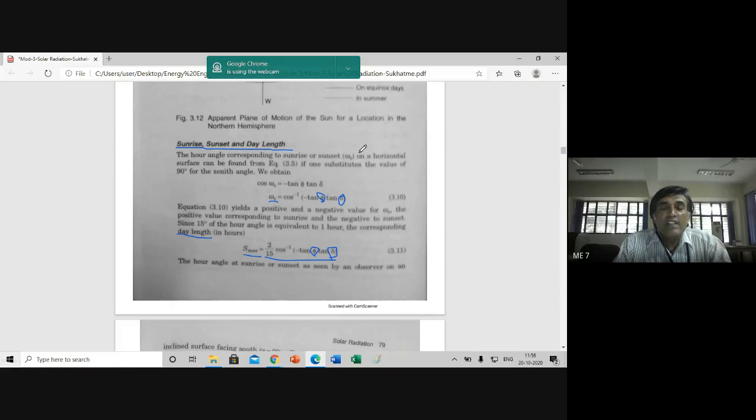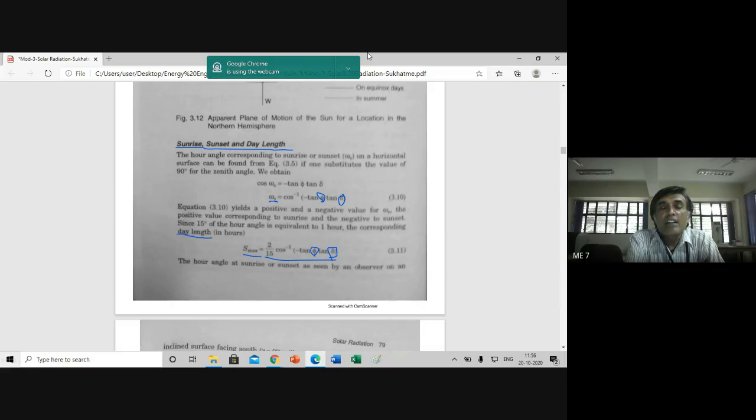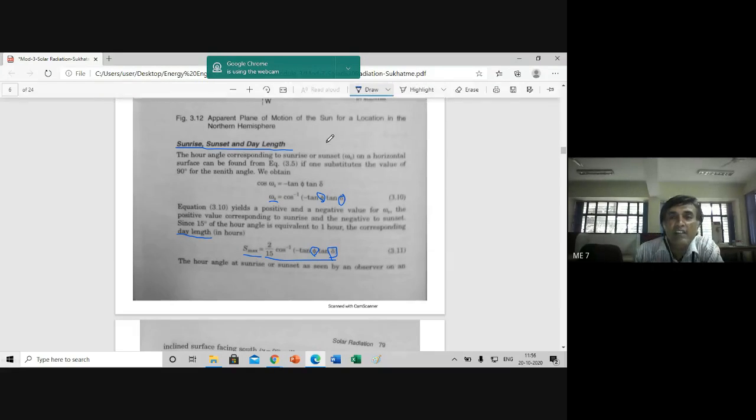Otherwise, the graph that I showed yesterday, declination versus the day of the year, is plotted. So by using the graph or chart also, you can take the value of delta directly. It is better to calculate delta using the formula that I showed yesterday. So with these two equations we can calculate day length and sunrise sunset angle.